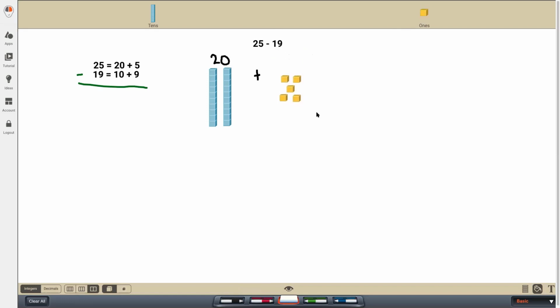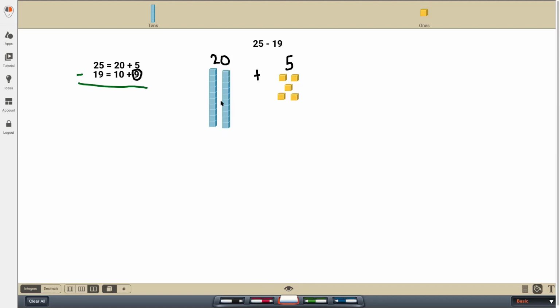Move that down a little. Okay, so here's my model of 20 plus 5, which equals 25. Now, if I want to take away 19, I am going to start by taking away 9 ones from the 5 ones. The only thing I run into is I only have 5 ones. So in order to do this, I would have to take one of my tens and break it into ones, and I would have to get into something called regrouping.